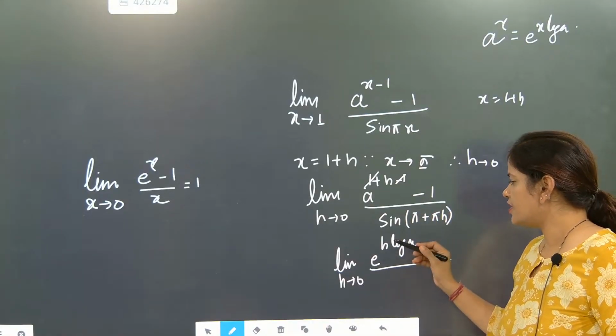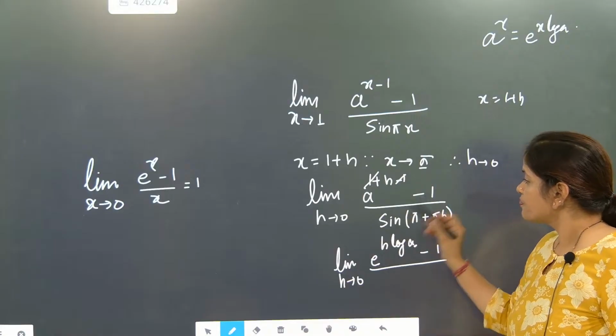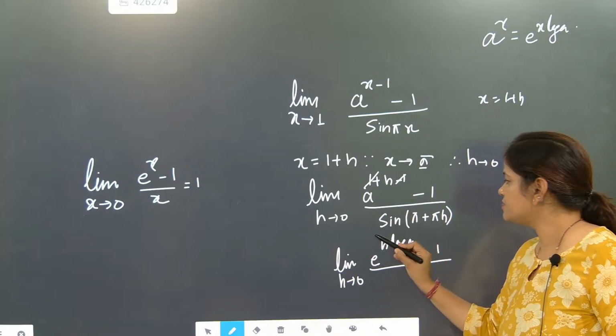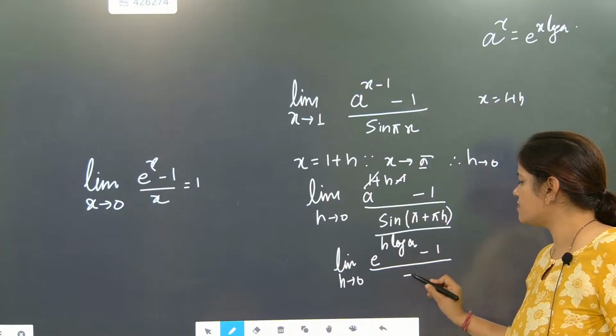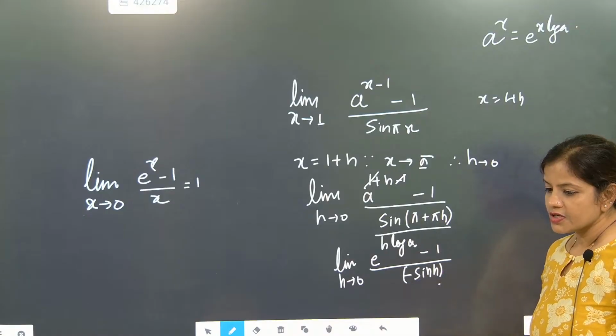First part where you wrote e to the power h log a minus 1, a to the power... That means we need to see this section now. This part will become what, beta? This part will become minus sin h. Okay, so till here we did.